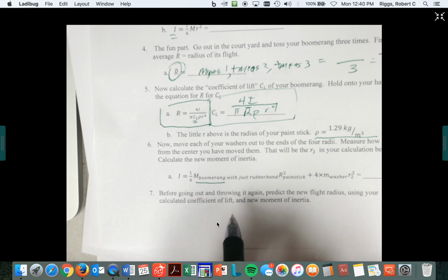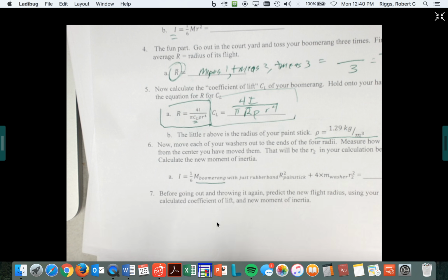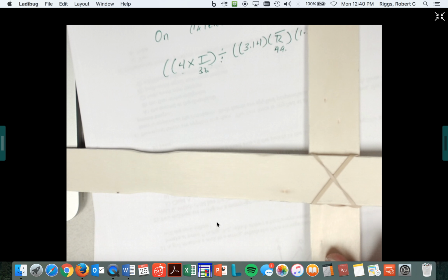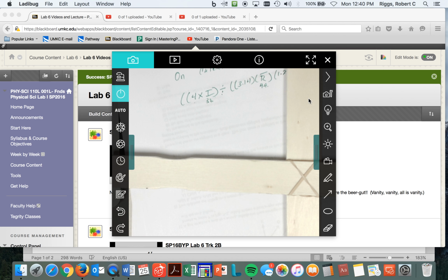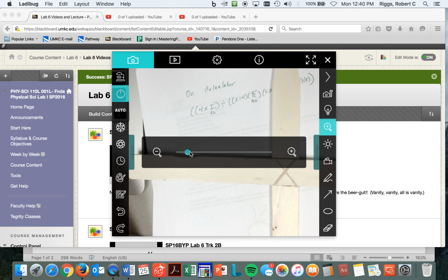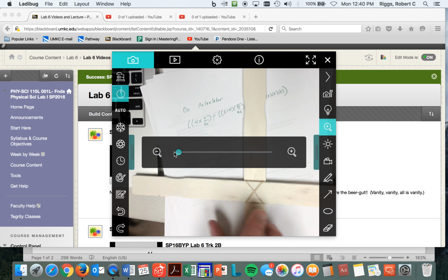Plus 4 times your washers or your pennies times how far away they are. So here's what we're saying. You got your boomerang, right? You got your boomerang, and let me make this smaller so that we can see it better. Doesn't need to be so amplified for this. All right, there we go. Let's go a little bit smaller even. There.